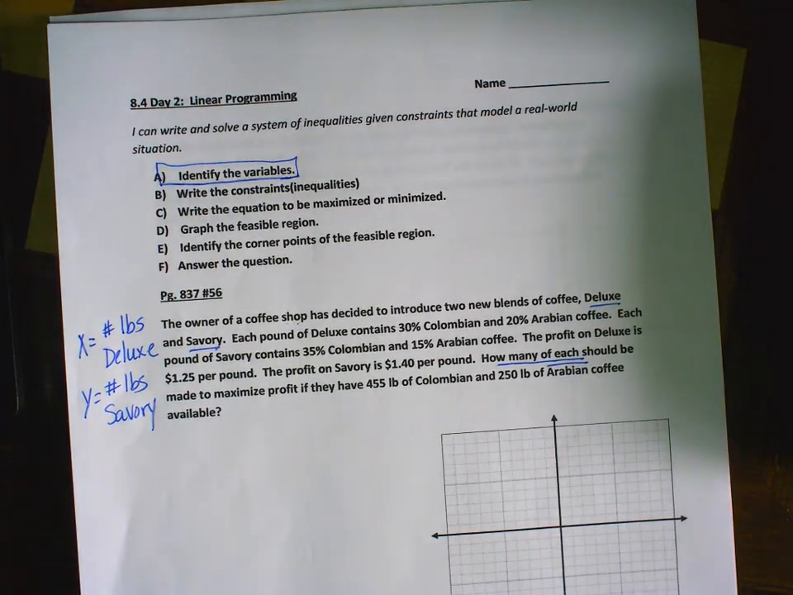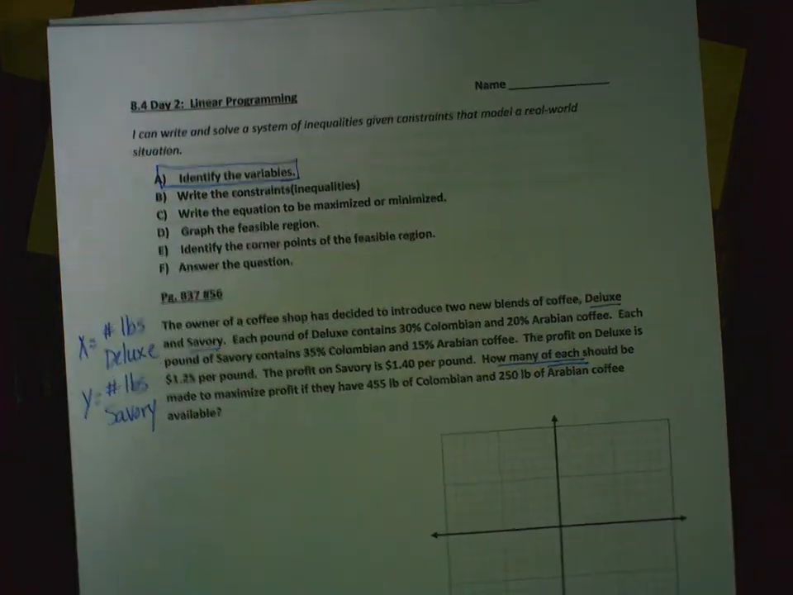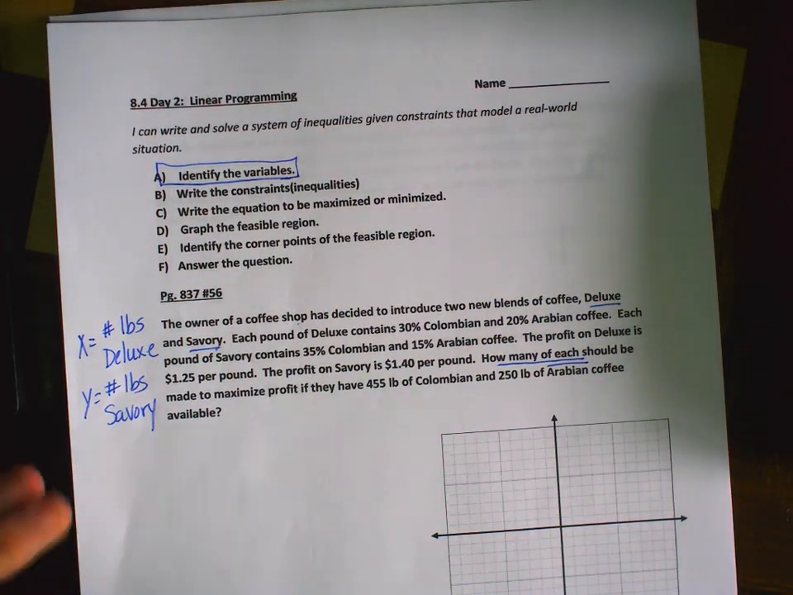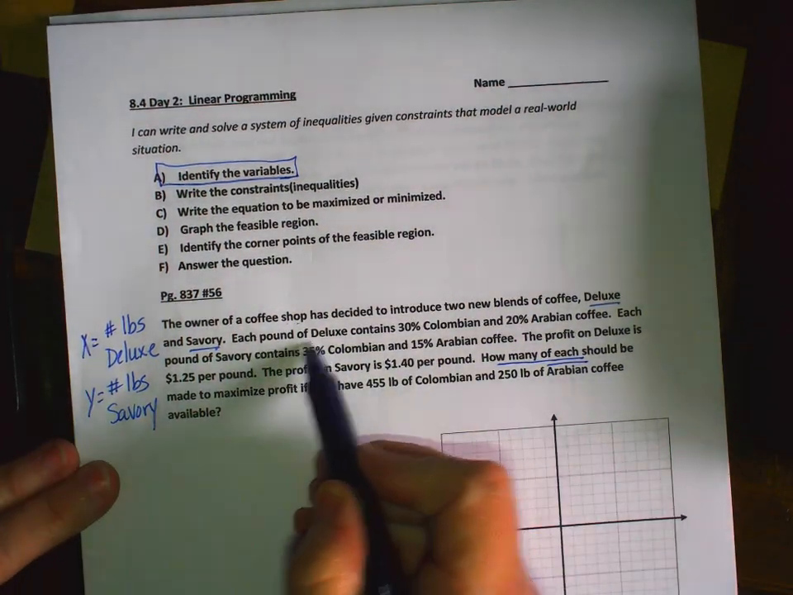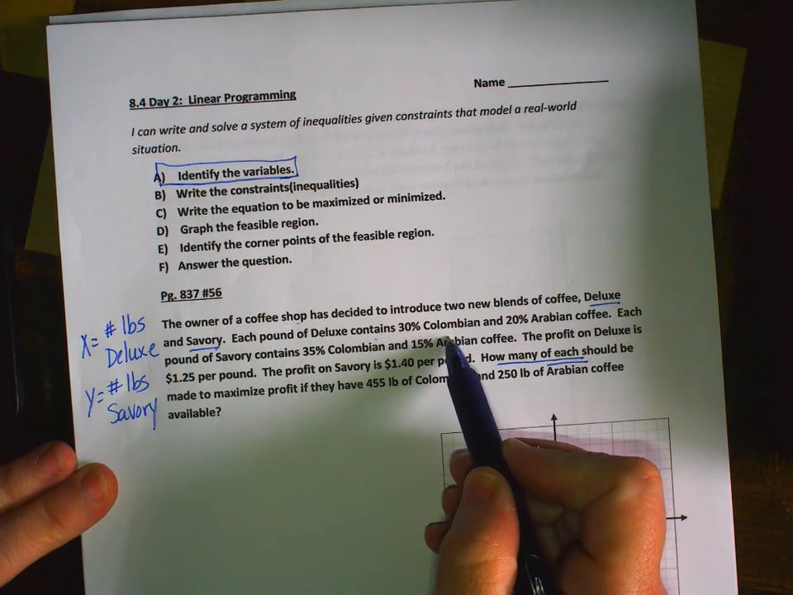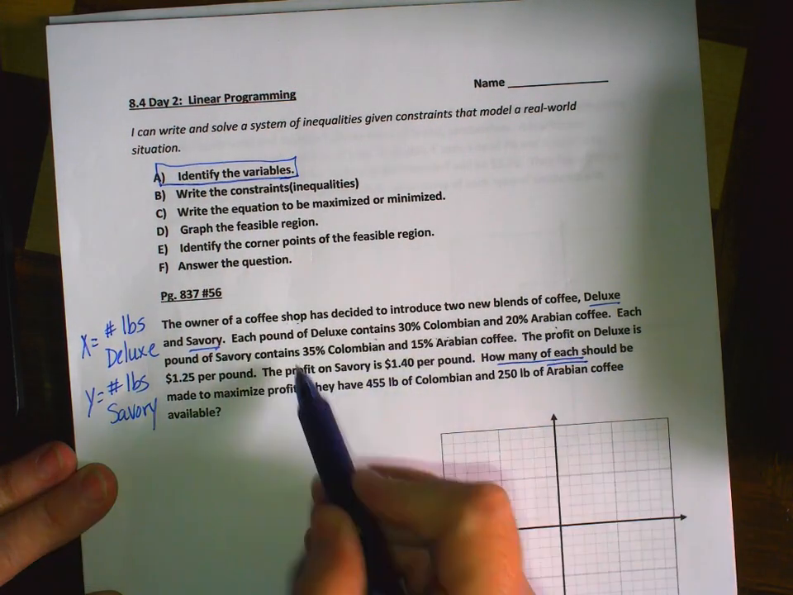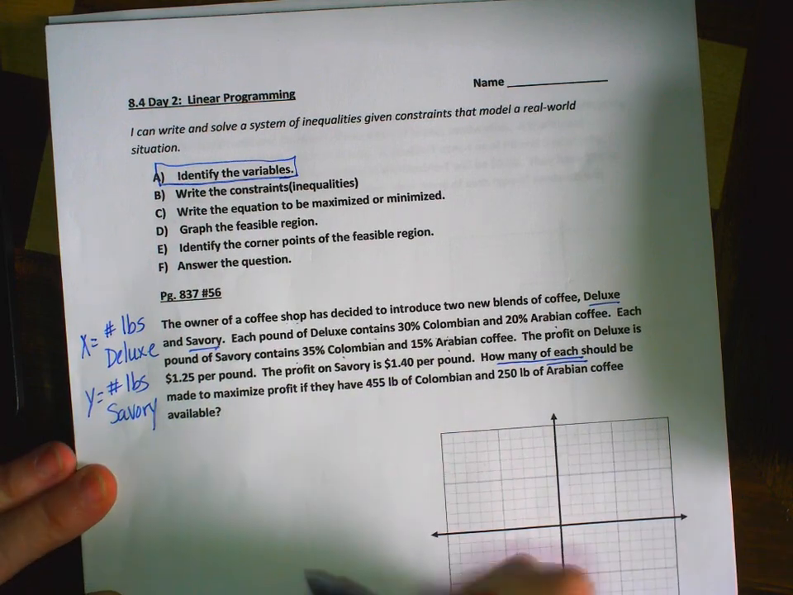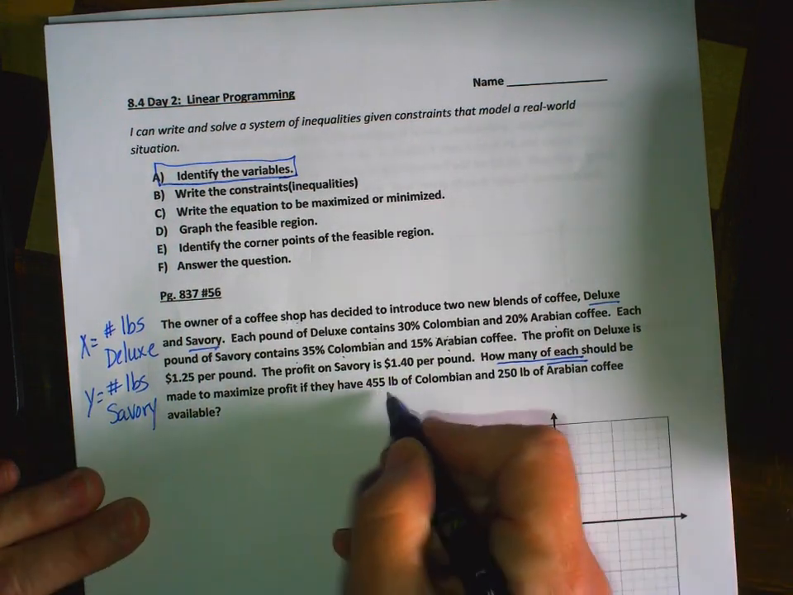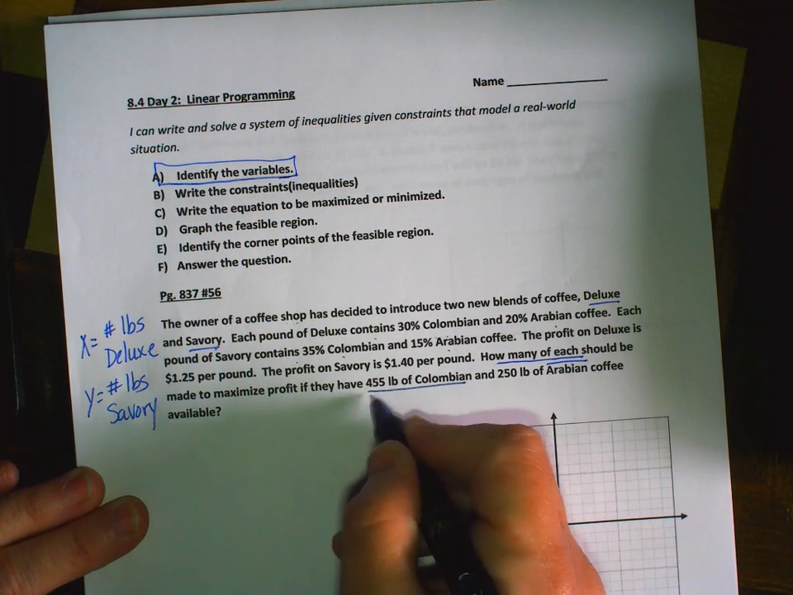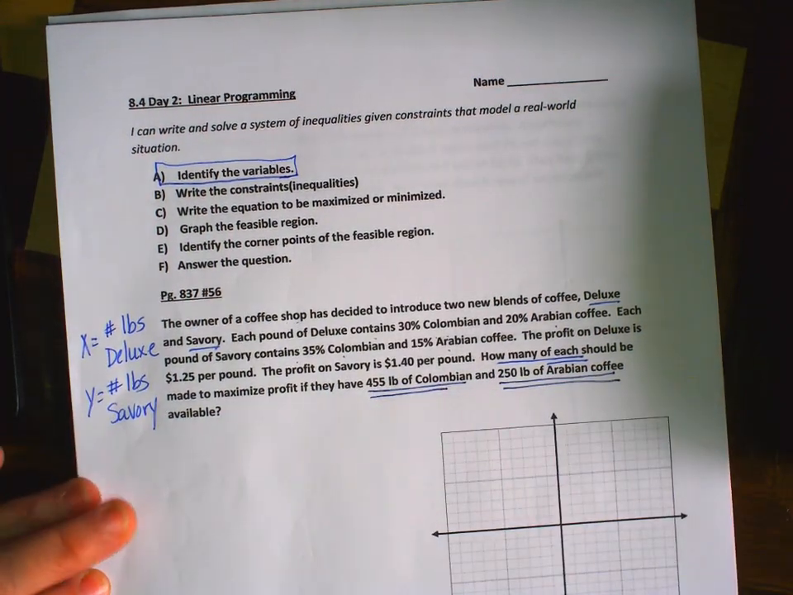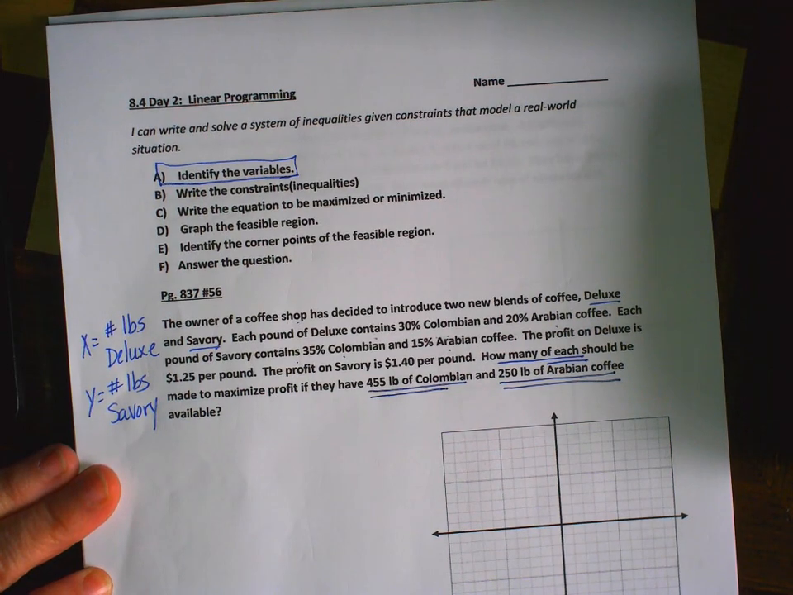The next step is to do our constraints. And the constraints are the limitations. And we know that each pound of deluxe has 30% Colombian and 20% Arabian. Savory has 35 and 15. And we know what the profit is on each. This tells you how many pounds they have to work with. So that's our limit. We can't use more than those pounds. Those are really the main parts of our constraint.